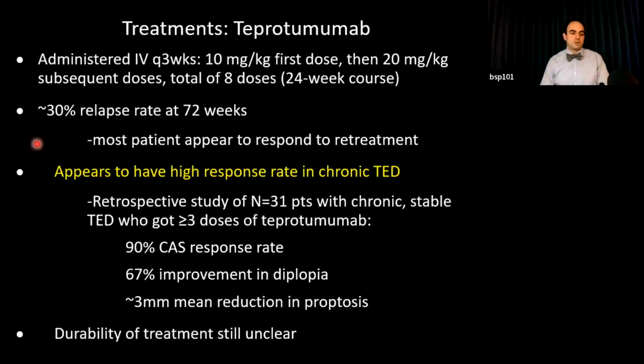It's an interesting study. It's a retrospective study of chronic inactive patients who received Teprotumumab. This was likely because the FDA gave a broad approval, and the patients wanted it, and somehow they were able to get insurance approval for it. So they reported a very high response rate, 90%, with 2/3 improving in diplopia and an average of 3 millimeters of proptosis improvement. I find that a bit surprising, that the chronic patients have a better response than the active patients, although maybe it is the case, but it's a single retrospective study.